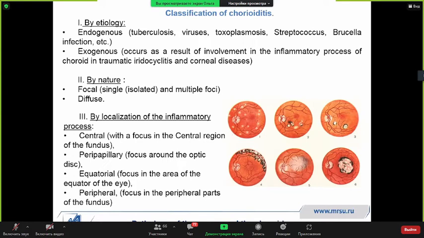By localization of the inflammatory process can be central. The foci are in the central part of the fundus. Peripapillary, it means that the focus is nearby the optic disc. Equatorial, focus in the area of the equator of the eye, the medial part of the fundus. And peripheral, focus in the peripheral parts of the fundus. So we can see it only with special lenses.